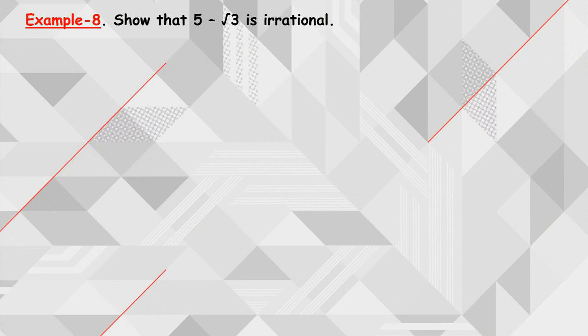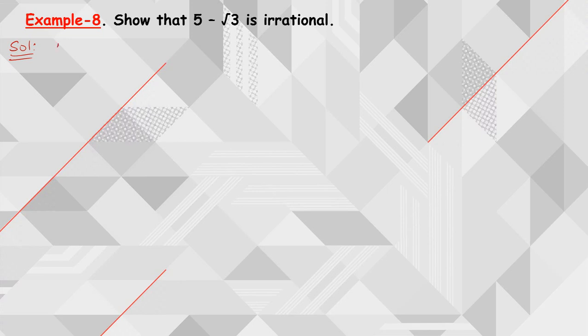Show that 5 minus root 3 is irrational. So we are going to prove this. Solution. For this also we are going to follow the same contradiction method, but it takes fewer steps compared to the previous model. So 5 minus root 3 is irrational.